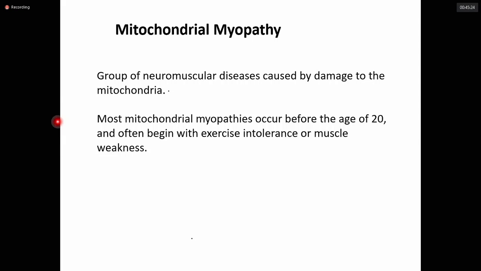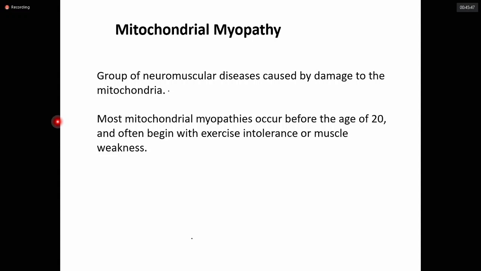We all know that the powerhouse for ATP production is the mitochondria. So we could have certain muscular disorders that are related to mitochondrial dysfunctions. That's why we call them mitochondrial myopathies, meaning diseases related to the muscles but caused by the mitochondria.